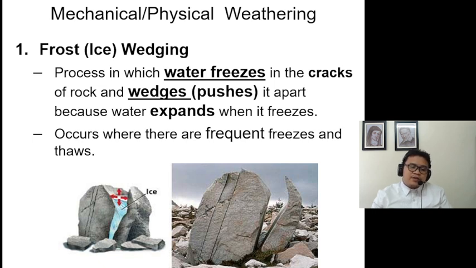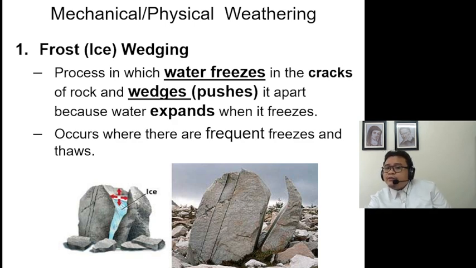But in water, there is a certain temperature wherein instead of contracting at cool temperatures, water begins to expand. And these are some of the useful features or behaviors of water in our ecosystem, because without this anomalous behavior of water during winter seasons in other countries, especially those located in the northern hemisphere of the planet, marine life or animals that thrive in water may not be able to survive. Now let's go back to frost or ice wedging.